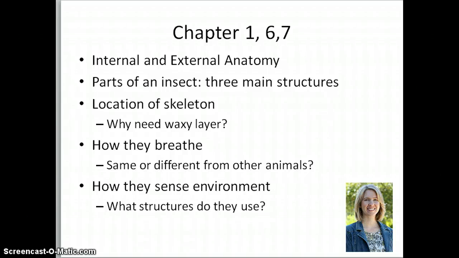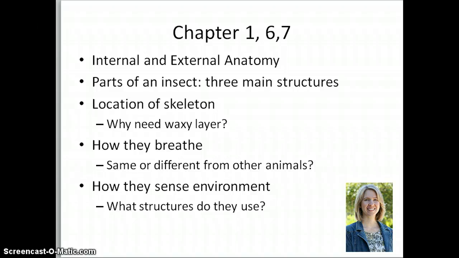From reading chapter 6 and 7 of the textbook, you now know the internal and external anatomy of insects. You can also describe the three main structures of an insect's body, where the location of their skeleton is, why they need a waxy layer.